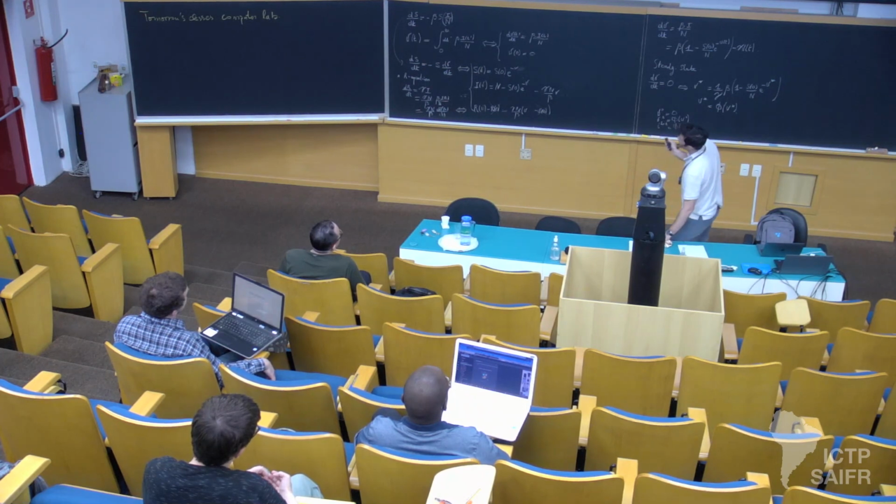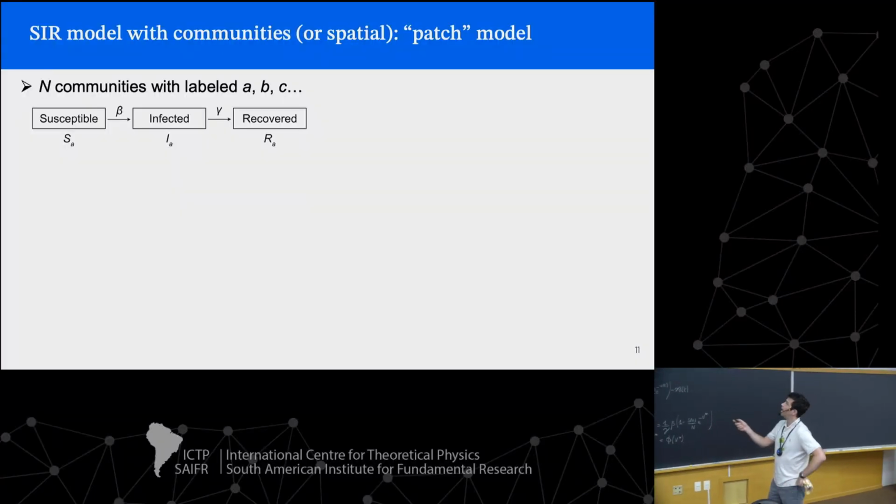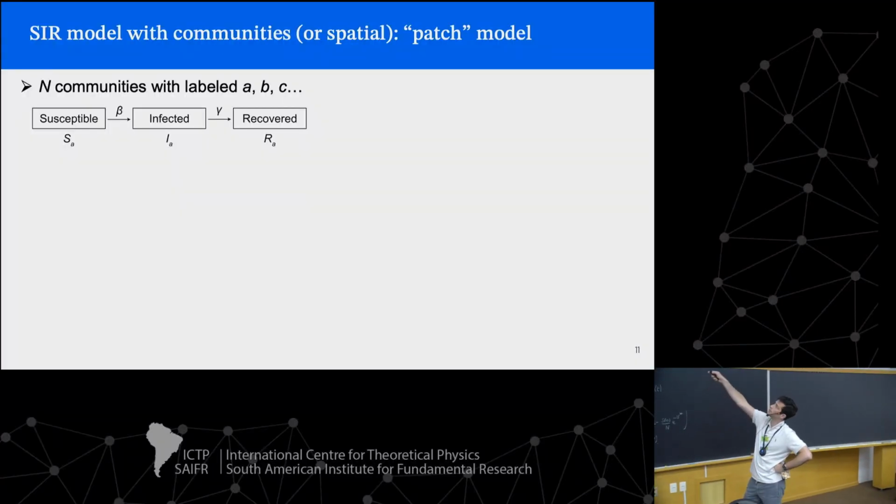Now I'm going to consider a variation. I'm going to introduce more cities, so communities. I have n communities labeled A, B, C, for example, and each of them follows its own SIR dynamics. So you have its number of susceptible individuals, its own number of infected individuals, and its own number of recovered individuals.